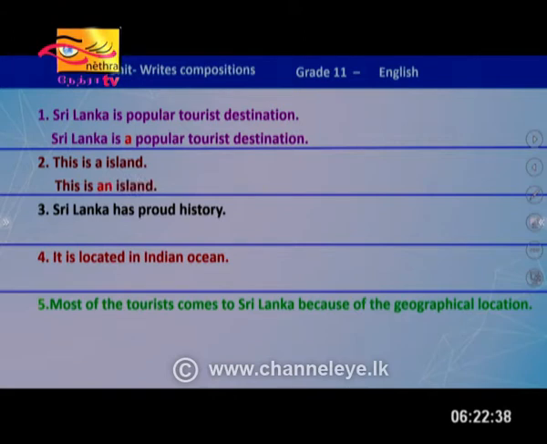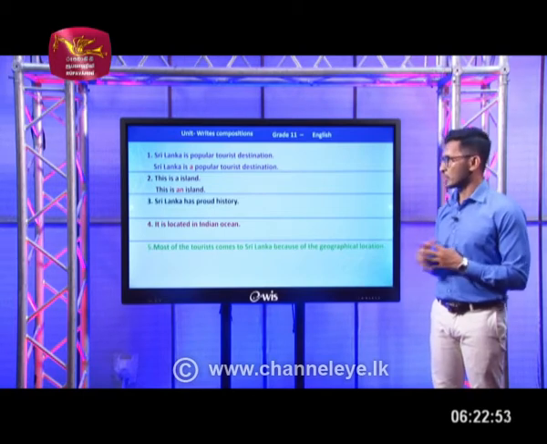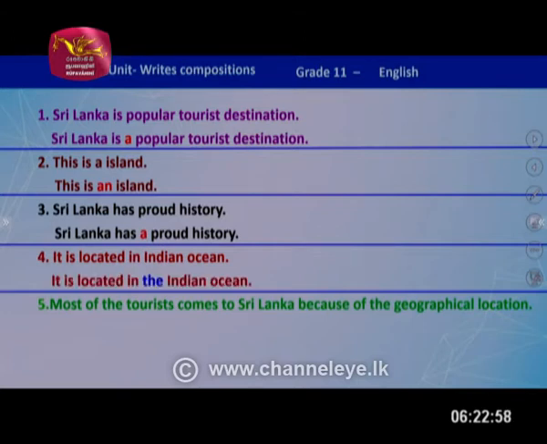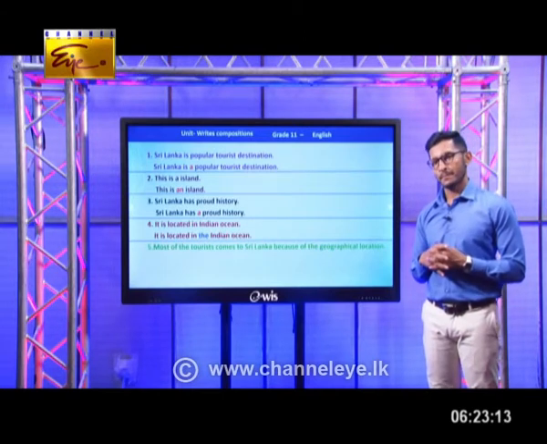Let's see the third sentence. Sri Lanka has proud history. Most of the students, when they write about history or proud history, tend to forget the article. So we can write Sri Lanka has a proud history. Fourth one, it is located in Indian Ocean. See the answer. It is located in the Indian Ocean. When you write an ocean, the Atlantic Ocean, we have to use the definite article the there.